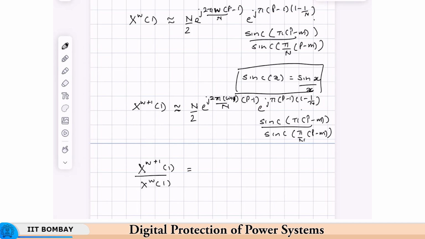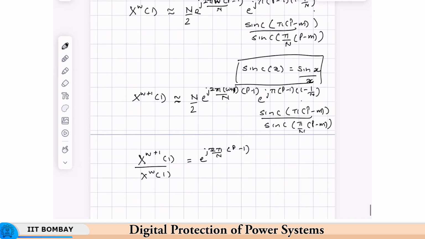All the terms are the same. What we are saying is that for every window that is incremented, the angle will be incremented by 2 pi by n, p minus 1 for the fundamental frequency. If it is the mth frequency we are talking about, then it will become p minus m.